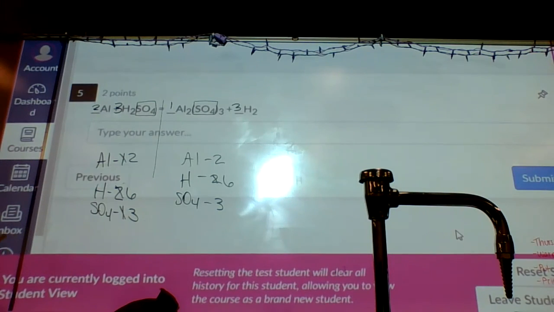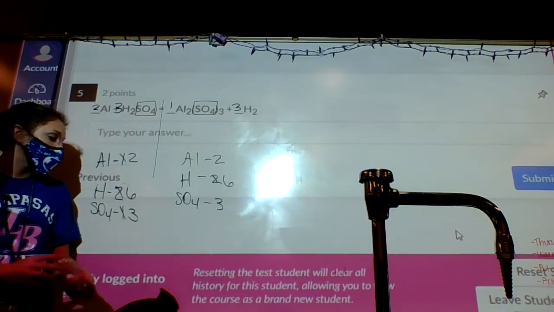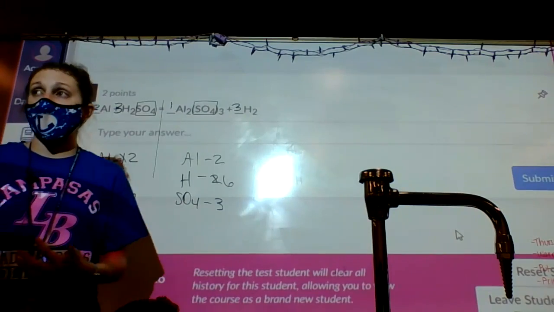They don't all have that, but if you see parentheses and that same exact thing is on the reactant side, then go ahead and keep them together. You don't have to, but it's just something that I recommend.